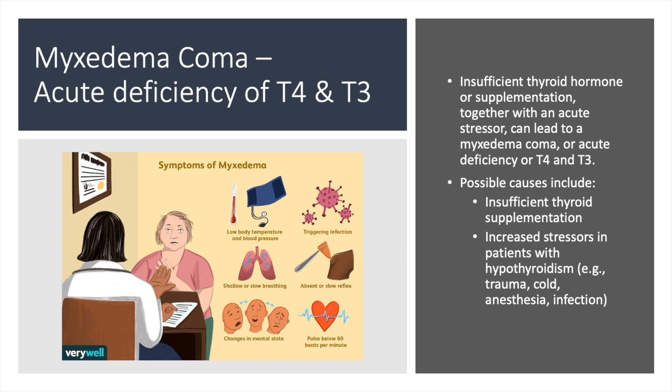Again, this is all about having a low thyroid. So every process in the body regulated by thyroid hormones is drastically decreased. So again, priority number one is your ABCs, making sure you have a patent airway.